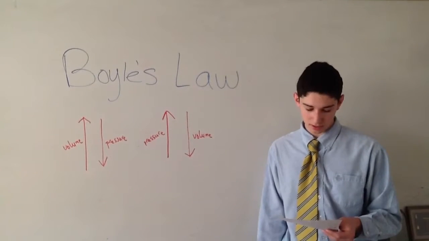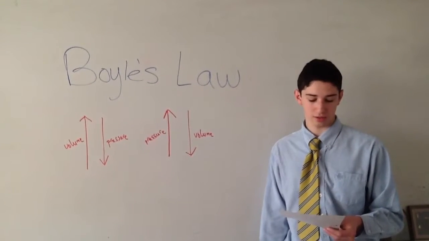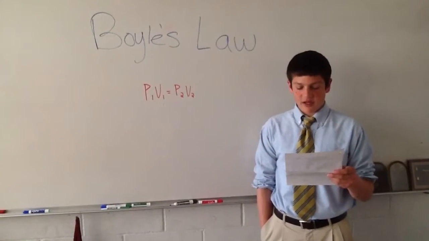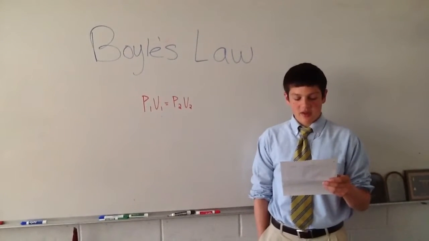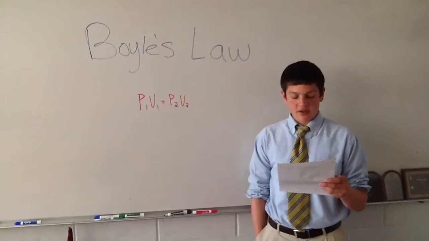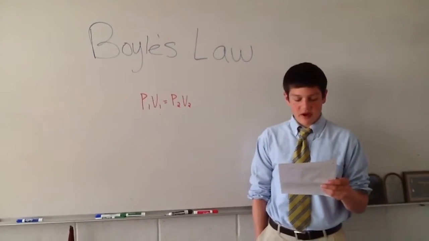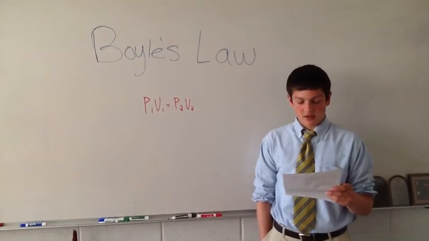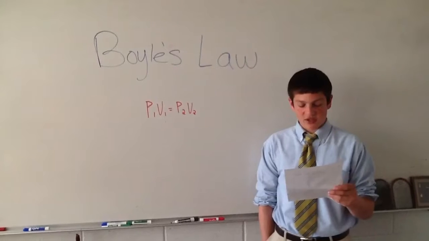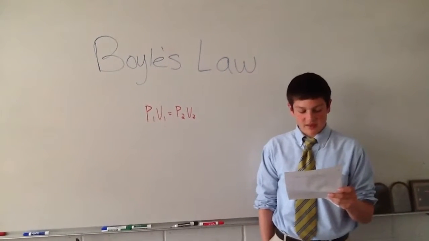In 1662, Boyle proposed a law to describe this relationship, and it was called Boyle's Law. Boyle's Law states that for a given mass at constant temperature, the volume of a gas varies inversely with pressure. In an inverse relationship, the product of the two variable quantities is constant. So the product of pressure and volume at any two sets of conditions is always constant at a given temperature.